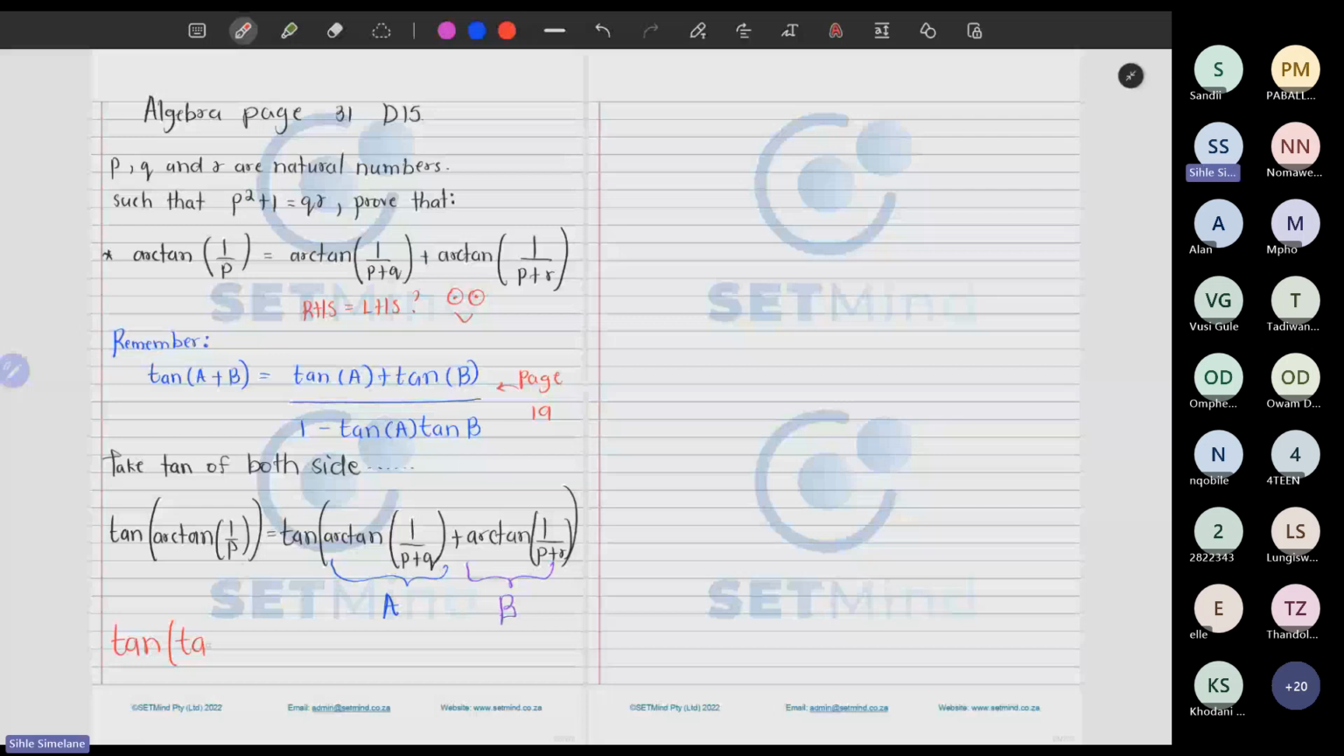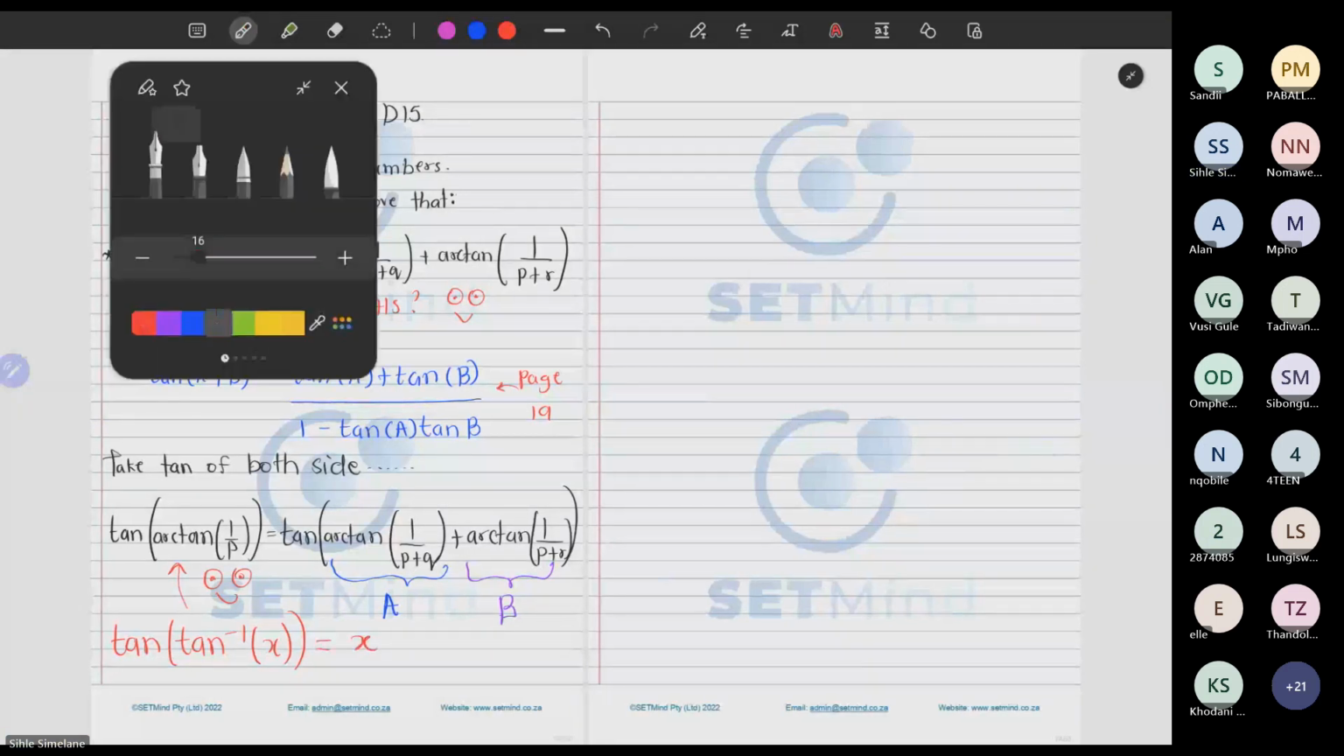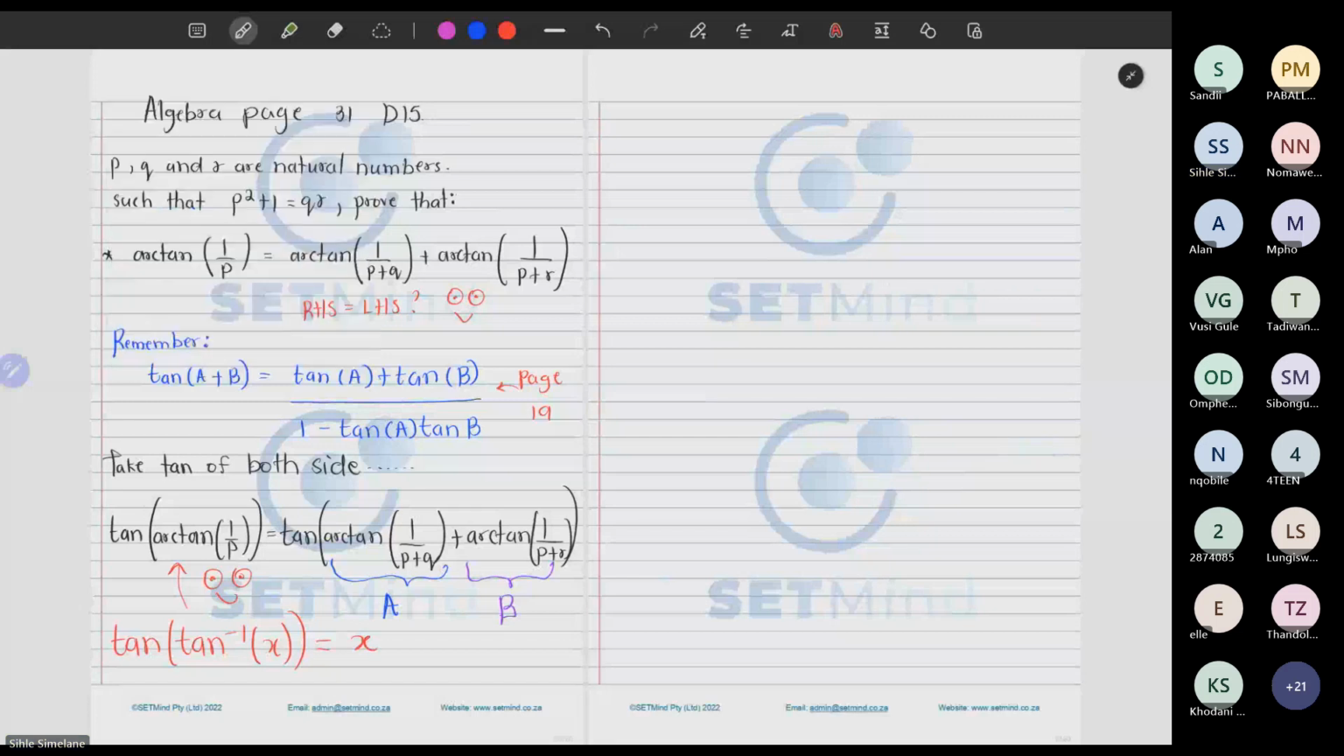Tan of the tan of something. It's 1 over P. So in what I wrote in red, that would be equal to X, isn't it? Okay, so that means my left-hand side will simply be 1 over P. Then my right-hand side, I will use exactly that formula.